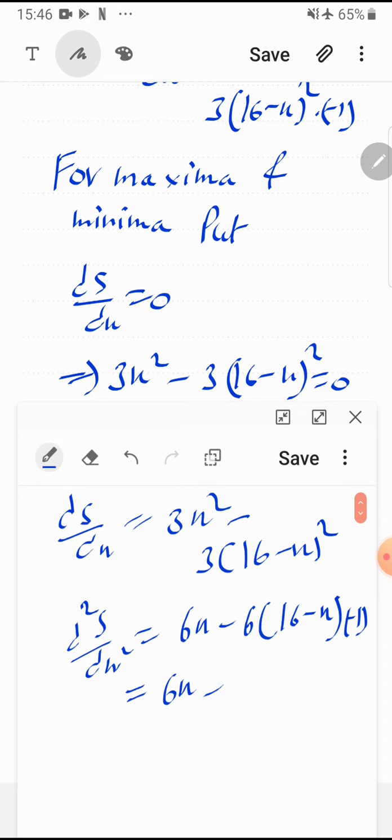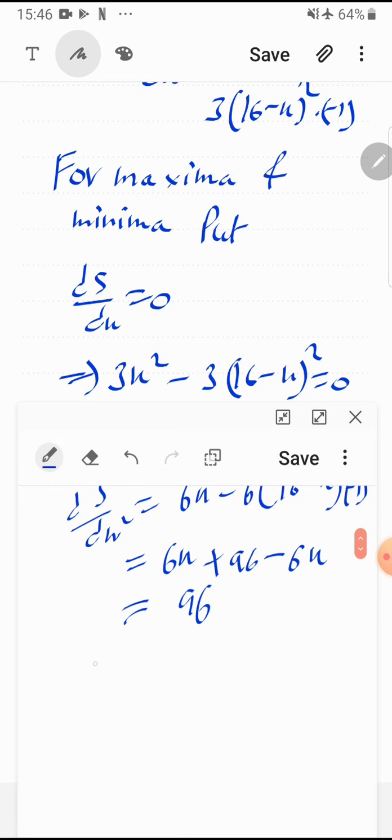So which is 6x plus 96 minus 6x, so that it is 96, which is positive. Now students, there is no x, so that I can put the critical point here. So then what we will do, we will write double derivative is greater than 0 for all x.